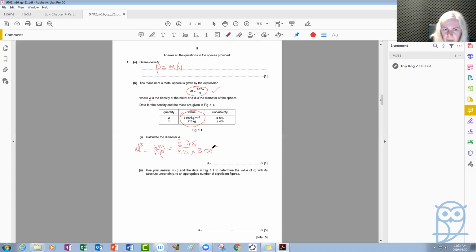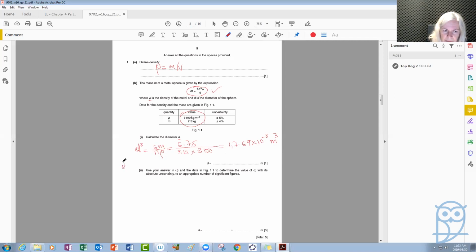8,100 kilograms per cubic meter. And this gives us something. Let me see the calculator. 1.769 times 10 to the power of minus 3. That should be cubic meters because we used SI units. But now this is the d cube.